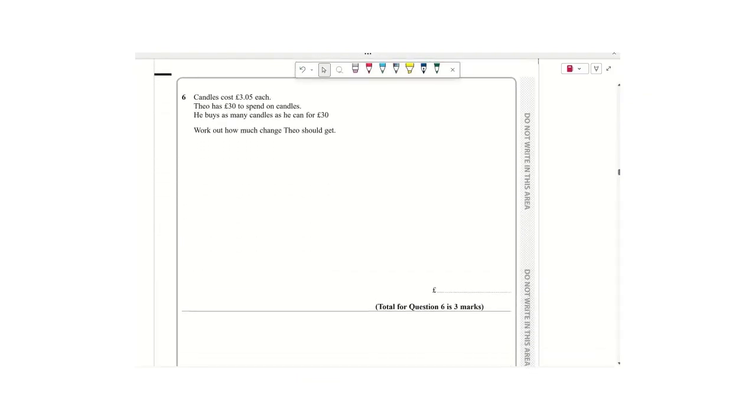Question 6. Candles cost £3.05 each. Theo has £30 to spend on candles. He buys as many candles as he can for £30. Work out how much change Theo should get. So if we do £30 divided by £3.05 on our calculator, that will tell me how many candles I can buy. So that will give me 9.8. So I can buy 9 candles because I don't want 0.8 of a candle.